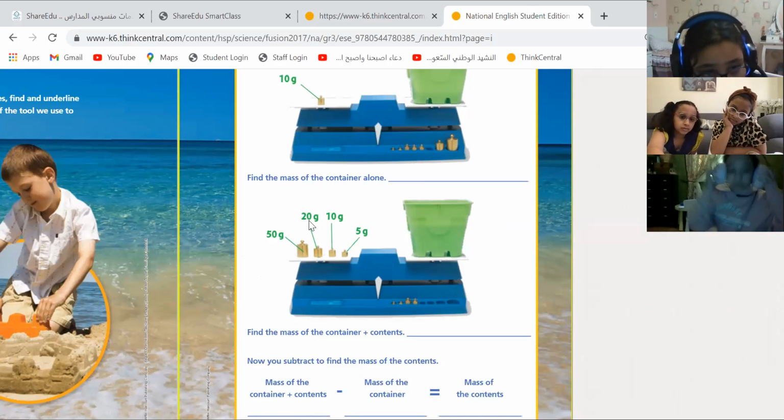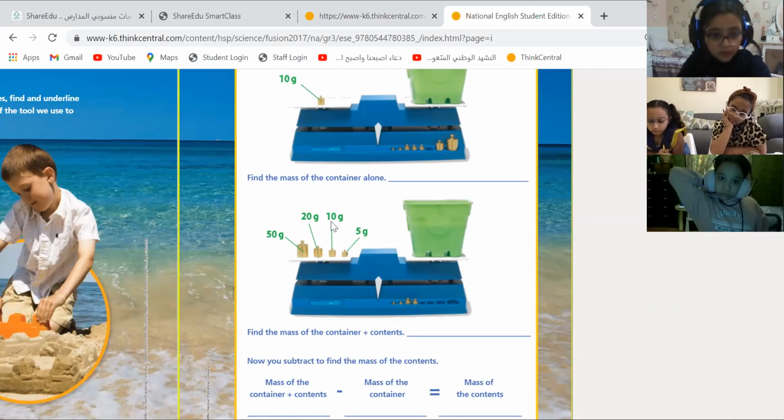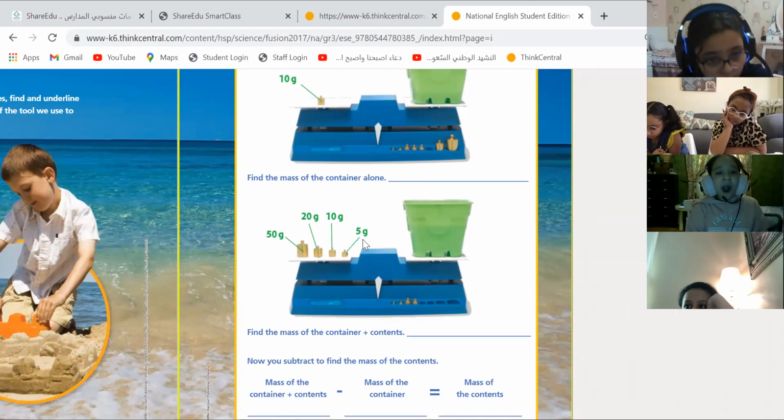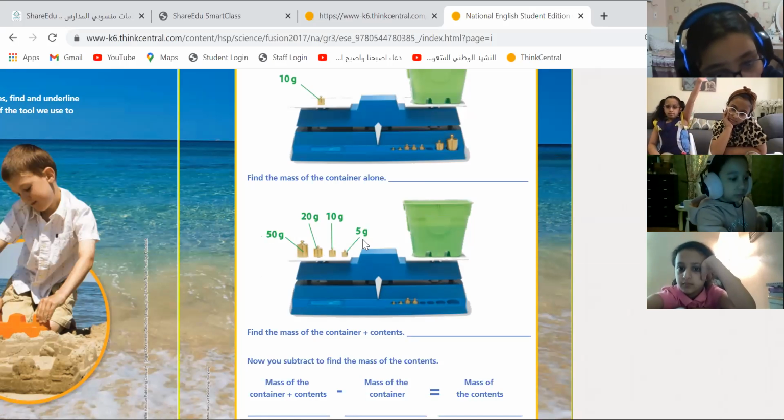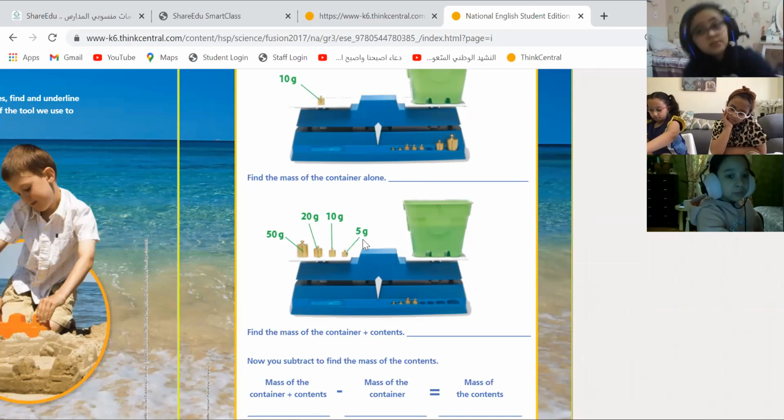50 grams. Only 50? No, 50 grams and some more: 50 plus 20 plus 10 plus 5. Who can calculate? Come on. Who's the math master over here? Calculate. Okay, Maria, tell me. 50 plus 20 equals?